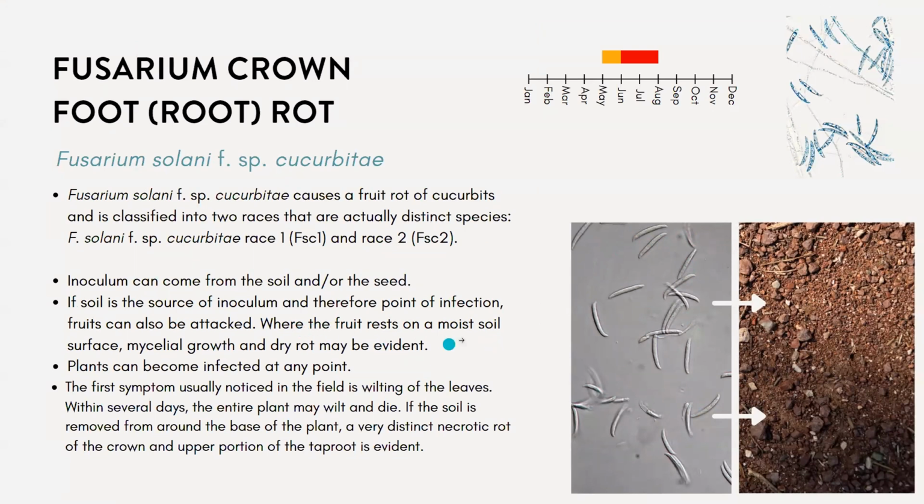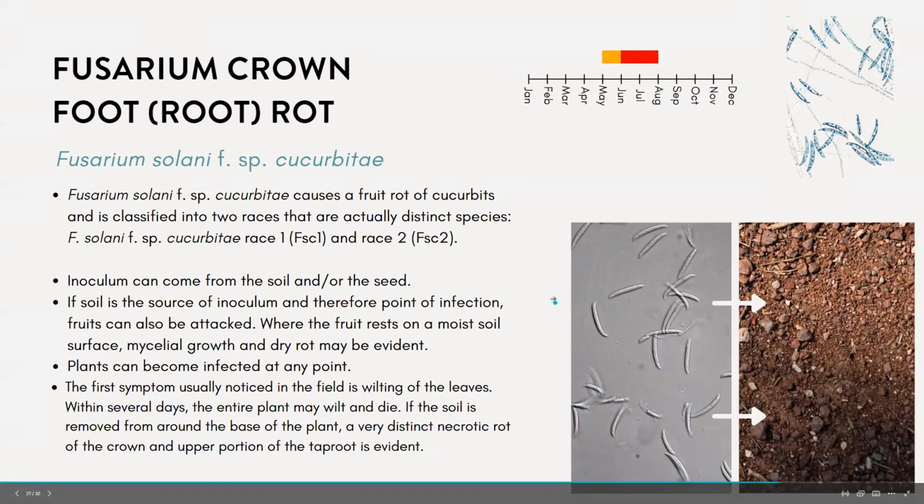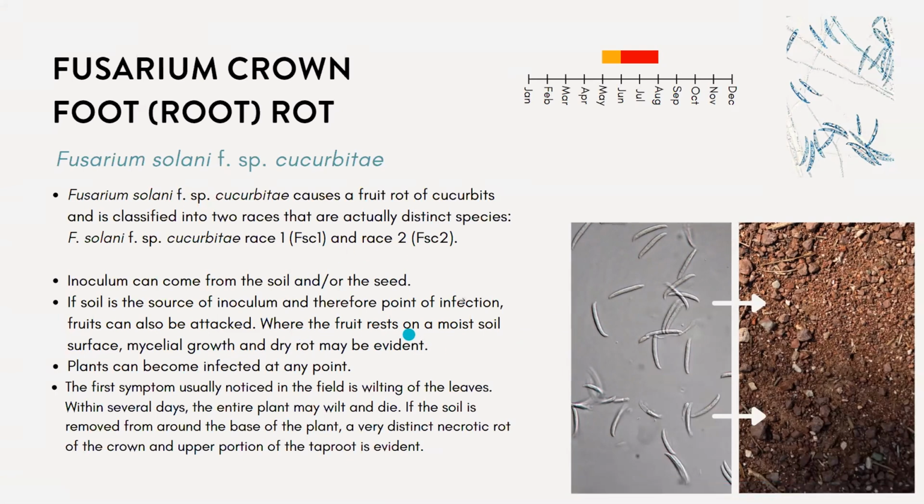This happens later in the season where the fruit rests on moist soil, the mycelial growth and dry rot can be more evident. But plants can also become infected at any point. The first symptom usually noticed in the field is the wilting of the leaves, and then within several days, the plant may wilt and die. If the soil is removed around the base of the plant, you'll see very distinct necrotic rot of the crown and upper portion of the taproot.